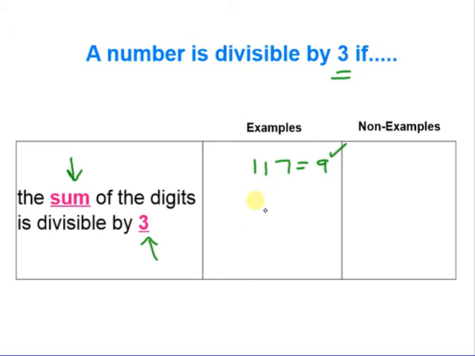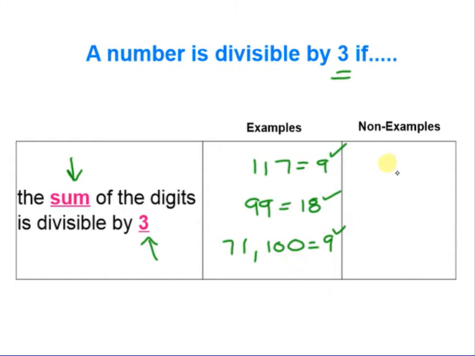Some other examples would be 99. If you add 9 plus 9, that's going to give you 18. And 3 goes into 18 6 times. So that's definitely going to work. Let's see, we can do the number 71,100. That would also be divisible by 3. 7 plus 1 is 8. 8 plus 1 is 9. Plus 0 plus 0 is still 9. So that would also work.